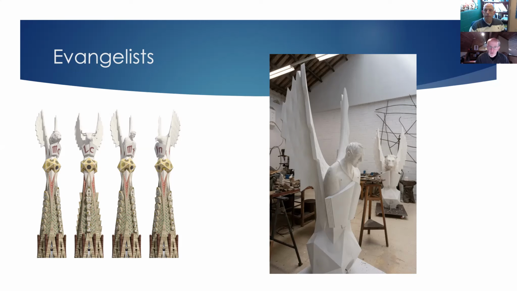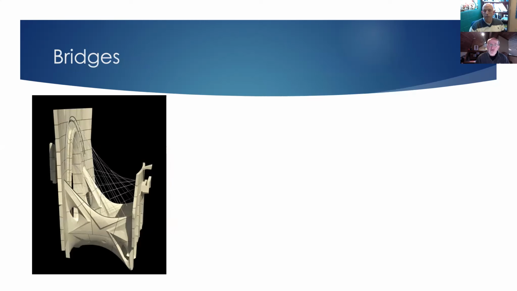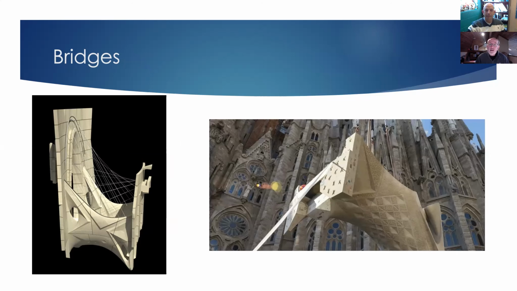Now, the four evangelists have bridges that go to the Tower of Jesus, and they are hyperboloids with an elliptical shape. This is a drawing of that bridge. So the base is the hyperboloid. The finished hyperboloid is finished on top with those cables, so nobody's going to be jumping off the bridges from tower to tower. You can see the towers going into the construction phase.